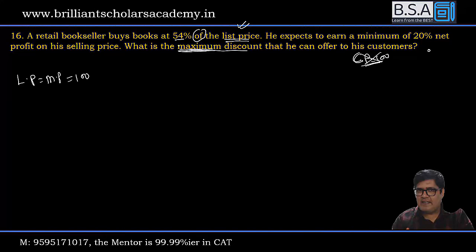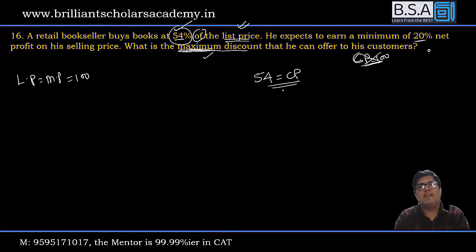There are two percentage calculations. First is this one, second is this one, and the third is profit. We'll talk about that. If you assume the list price as 100, the retailer buys these books at 54% of the list price. What is 54% of 100? 54 rupees, which is the cost price.